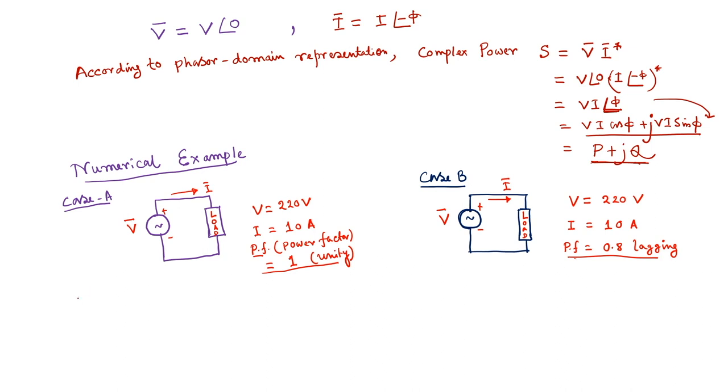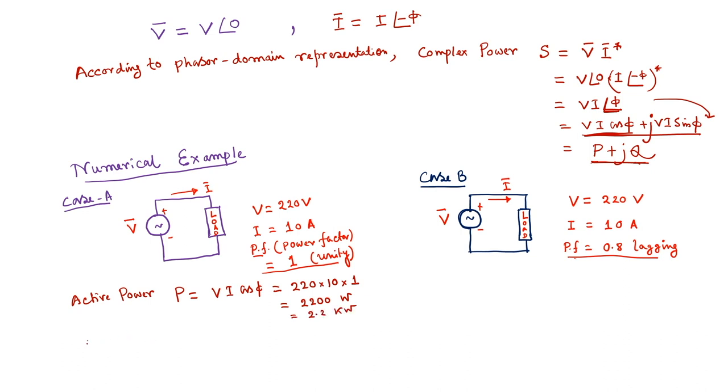First of all, the active power consumption for this case: P is equal to V I cos phi, as we know. This is equal to 220 volt multiplied by 10 ampere, and the power factor is unity here, so that is 1. That is equal to 2200 watt or 2.2 kilowatt.